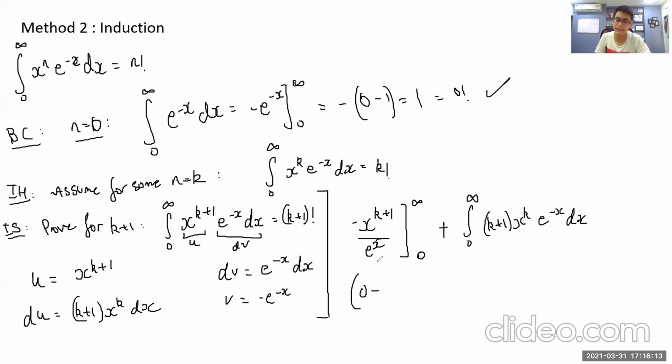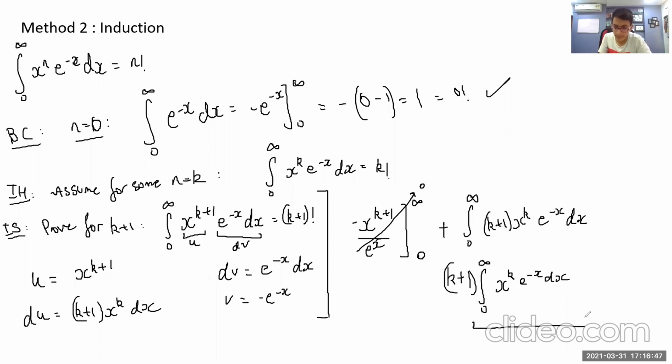Now we subtract. At 0, x to the k plus 1 is 0, and 0 times anything is 0. So 0 minus 0, and this just goes to 0. So the first part of our integral is just 0. Very nice, very convenient. Because as you will see right now, since k plus 1 is a constant, we can just put that aside and write it as this. Now this is what we got.